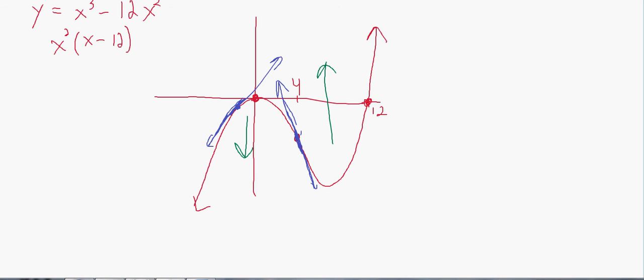And that's really all you need to know about those things. For right now, we're going to do some graphing later on, and we'll put all this stuff together.